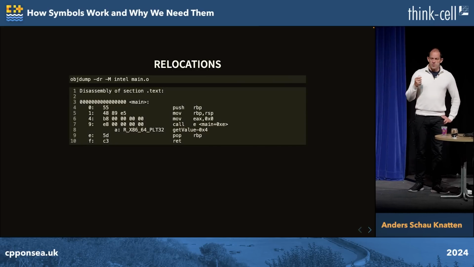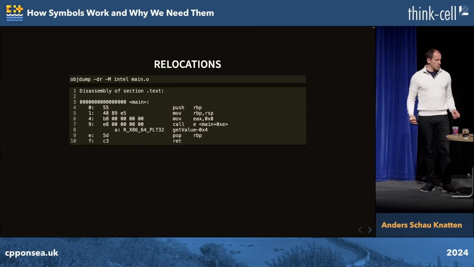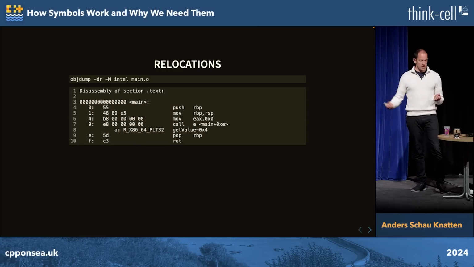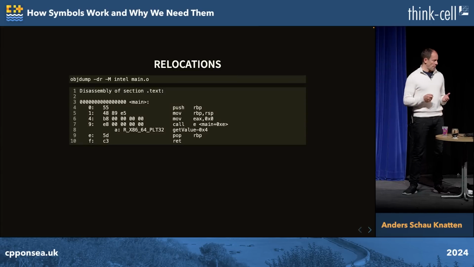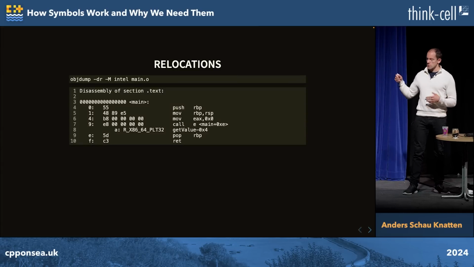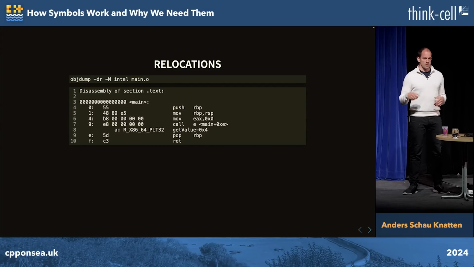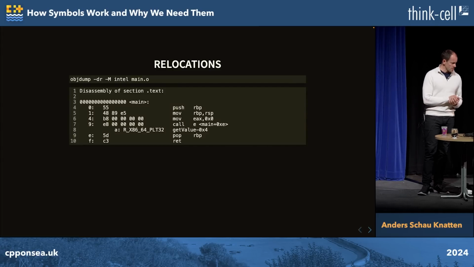So again, I do objdump -d to disassemble my main.o, where we have this problem of finding get_value. And I also pass it -r to show the relocations. And -M intel is just to use the Intel assembly syntax, which I find easier to read. I'll have a link at the end also to a talk about some introduction to assembly.